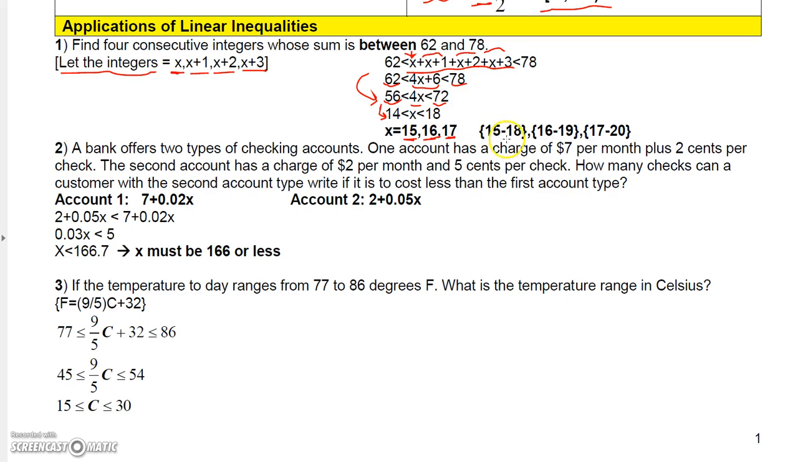In other words, the numbers 15, 16, 17, and 18, their sum would be between 62 and 78. The numbers 16 through 19, their sum would be between 62 and 78, and the numbers 17 through 20 would be between 62 and 78. So for each of these numbers x, we get the corresponding numbers x, x plus 1, x plus 2, x plus 3. And that's how we get 15, 16, 17, 18, 16, 17, 18, 19, and 17, 18, 19, 20, and so forth.